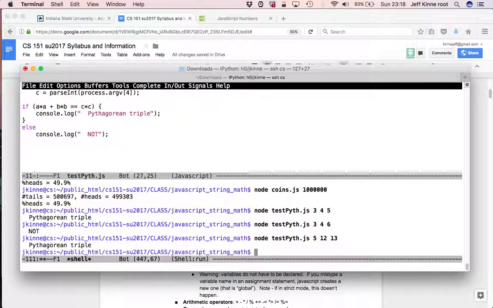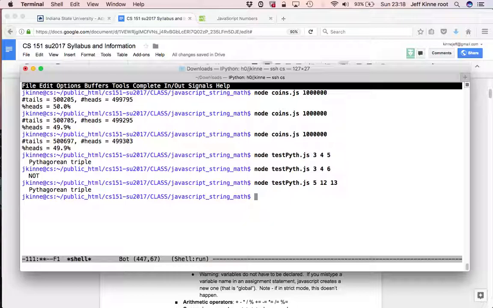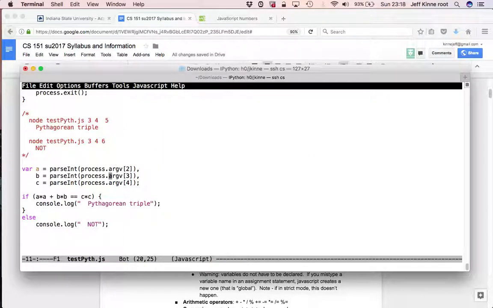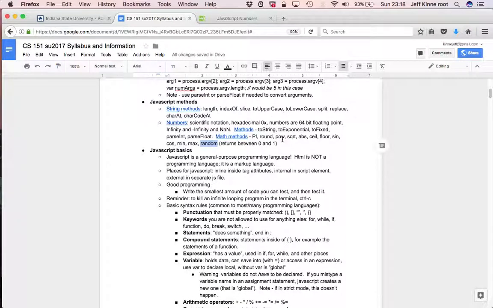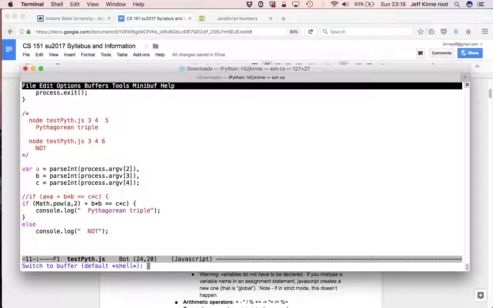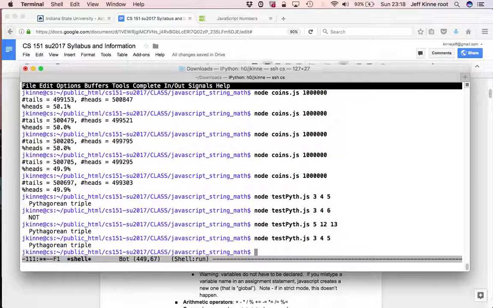Okay, so this didn't require any math stuff at all. We could have done this other ways, and depending on what the numbers are, it would work out. So we could have done, if we want to do a squared, like the second power, then we could do Math.pow for power, and a comma 2. So there's a function called pow. Let's see if this runs. Okay, it still says it's a Pythagorean triple, which is nice.